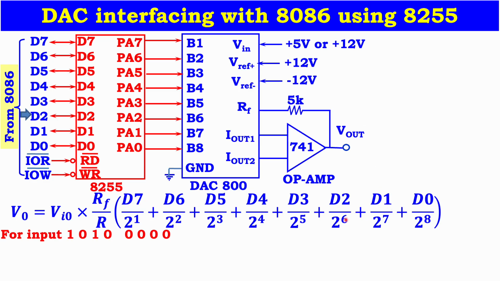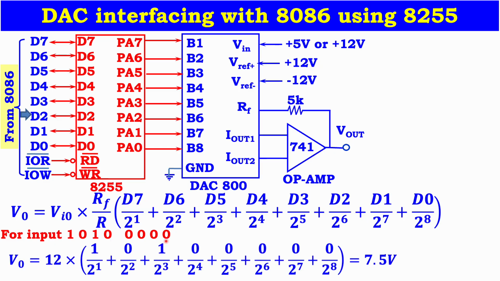For example, I have taken the digital input 1010, and the lower bits are all zeros. Let us see what the output is. What is D7? 1 by 2 power 1. D6, 0 by 2 power 2. D5, 1, that is 1 by 2 power 3. The remaining are all zeros. So what value do we get? 7.5 volts. The digital input is converted to the analog output by using the DAC. So this is the DAC conversion operation.